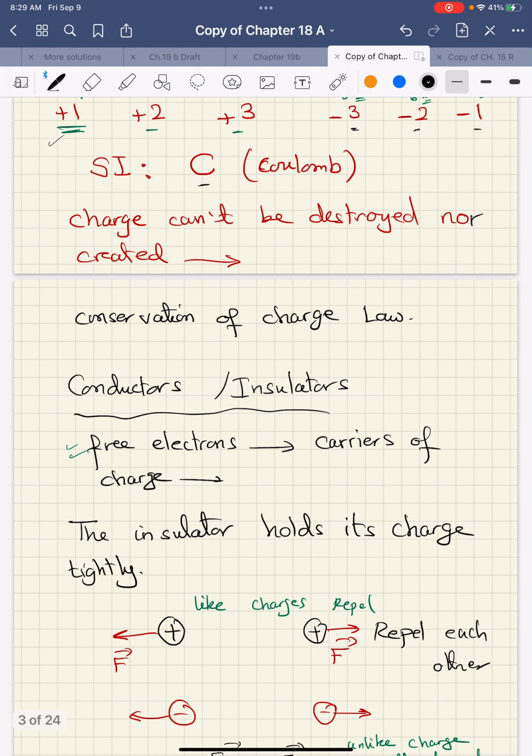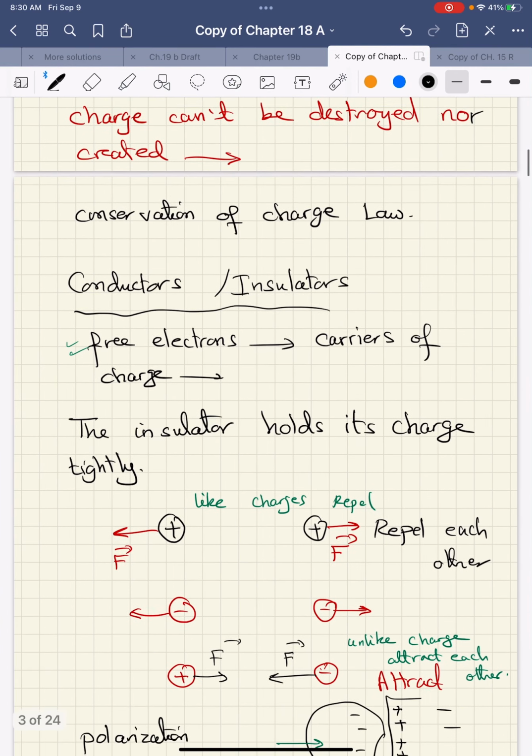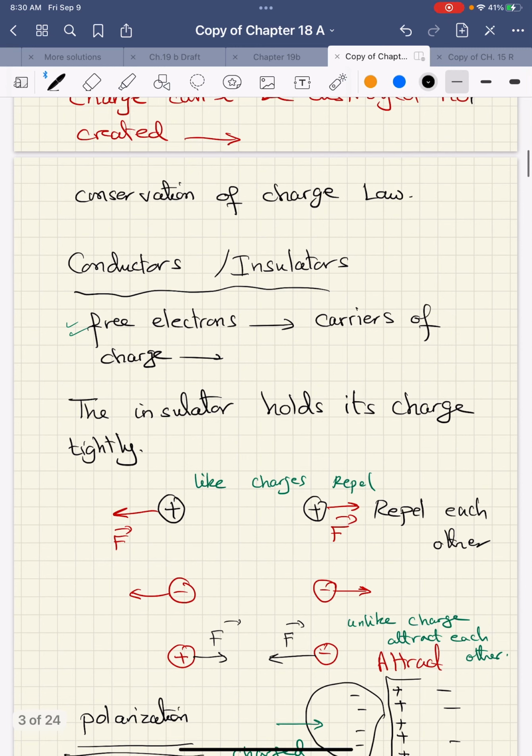Other information: we can also classify materials into conductors and insulators. The conductors have free electrons, which are carriers of charge, and therefore they can transport electricity, whereas the insulators hold the charge tightly and are not able to conduct electricity.